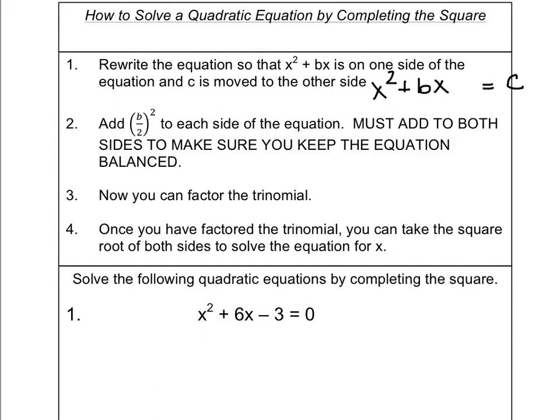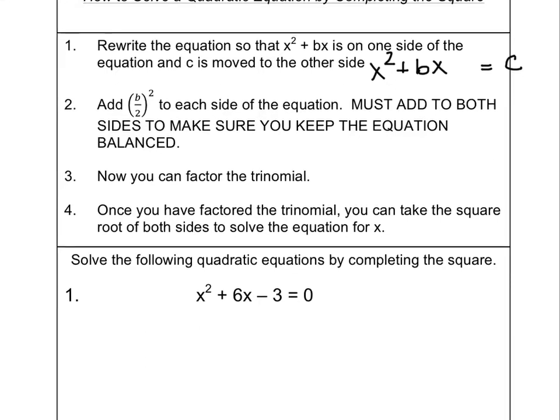Okay, now, once we get done with that, we're going to factor the trinomial. And then once you've factored the trinomial, you can take the square root of both sides to solve the equation for x. And you're going to see what I'm going to do to make this problem a little bit easier. All right, let's take a look at the first example.